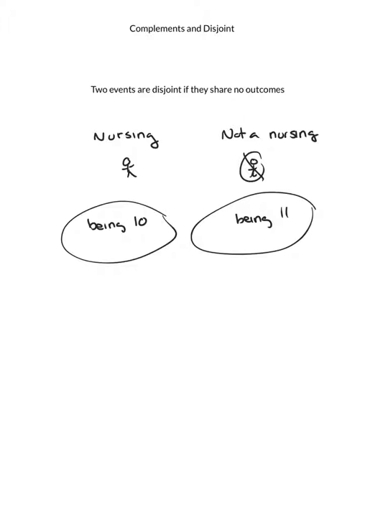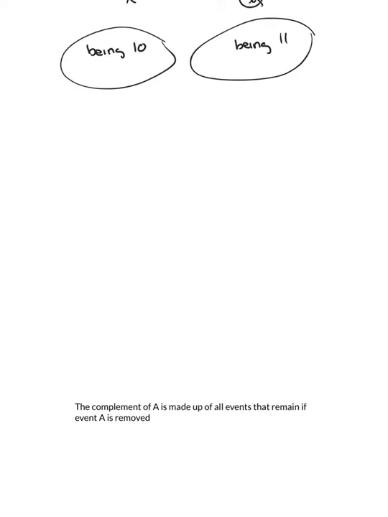Now, there are going to be cases where we have 2 things that are disjoint and they do make up all the possible options. This is called complements. And in general, the complement of A is made up of all events that remain if A is removed. So, for instance, if I say you're a cat person or not a cat person, it is one or the other.